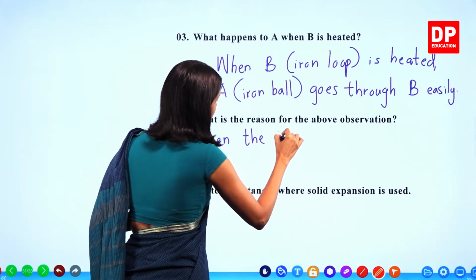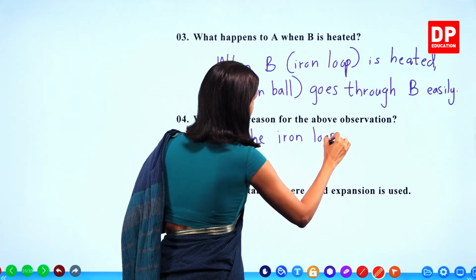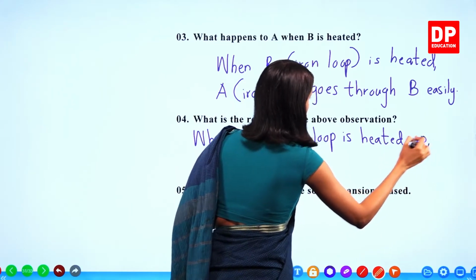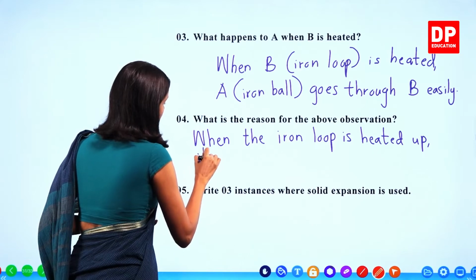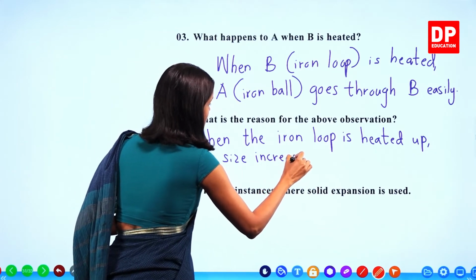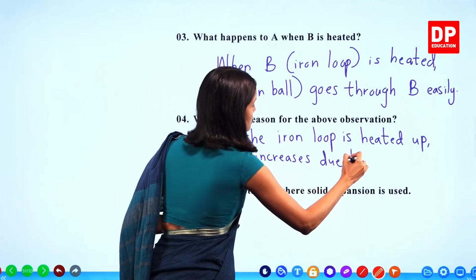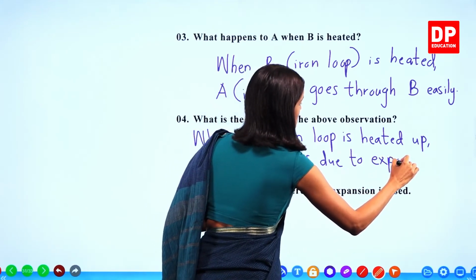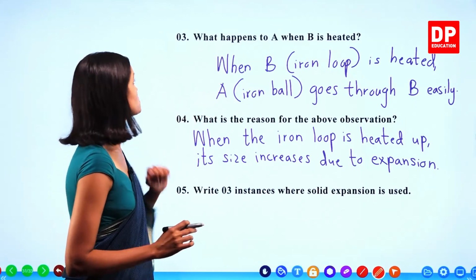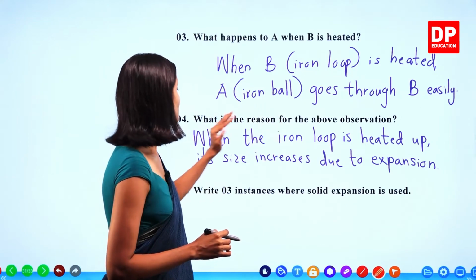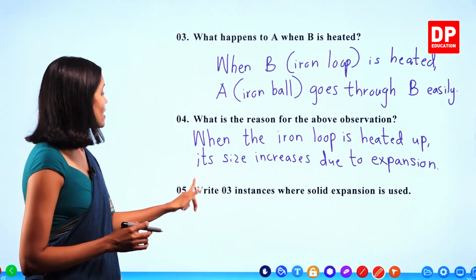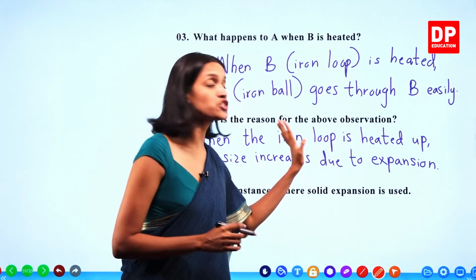When the iron loop is heated up, its size increases due to expansion. Right? That is why this observation is possible. When the iron loop is heated up, its size increases due to expansion. Right? Write 3 instances where solid expansion is used.